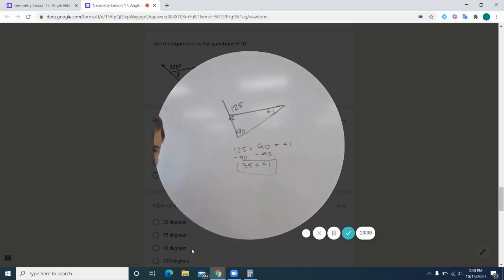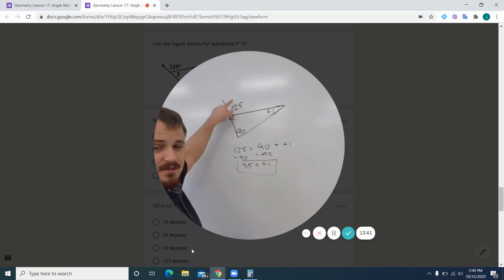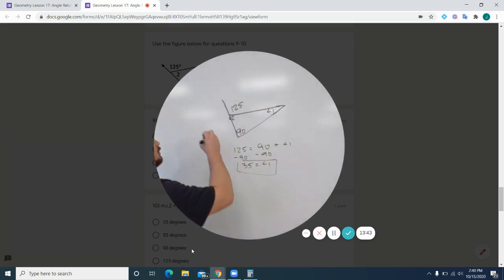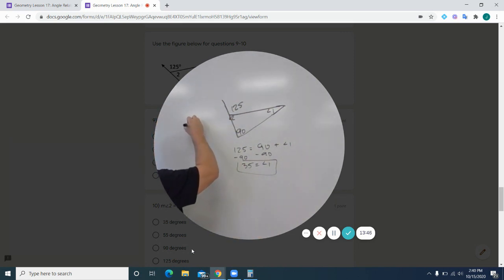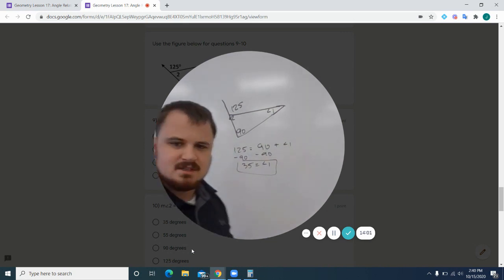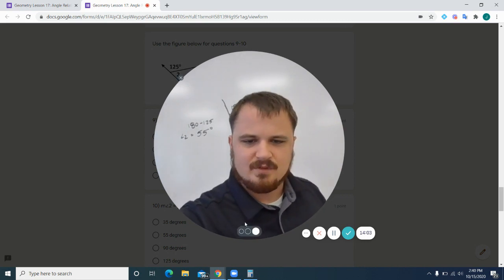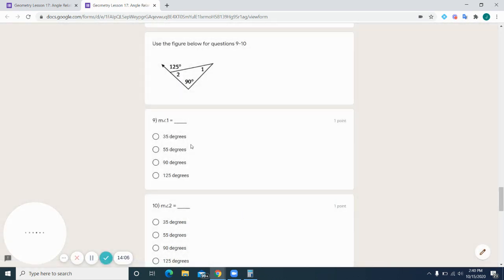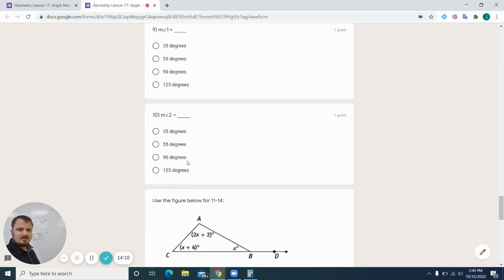Angle 2 is even easier because just think about this. Together, these have to make 180. So just do 180 minus 125. That's really all you got to think about. 180 minus 125, and we get 55 degrees. And so that's what angle 2 is. So you should get 35 and 55 for your answers. 35 for angle 1 and then 55 for angle 2.